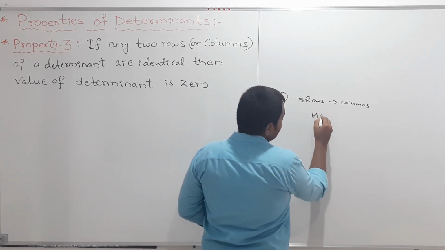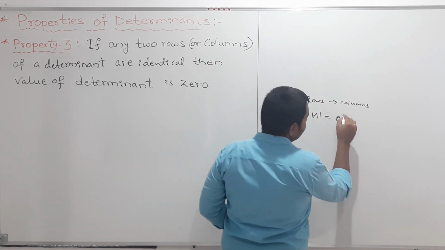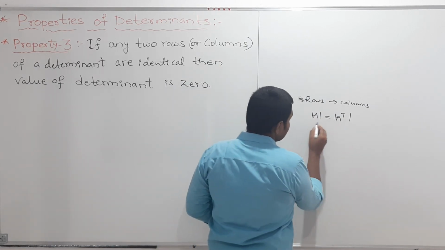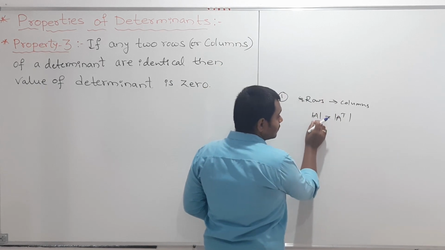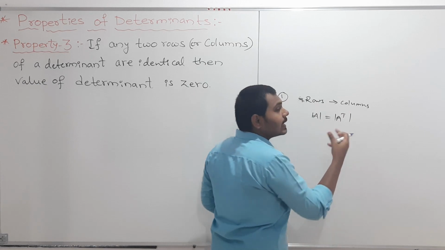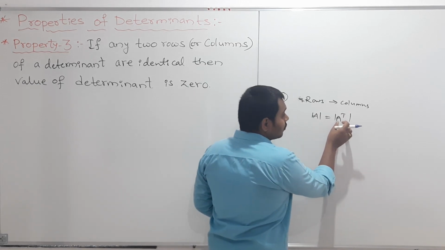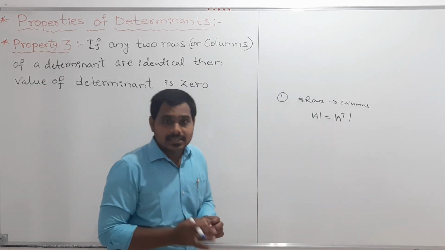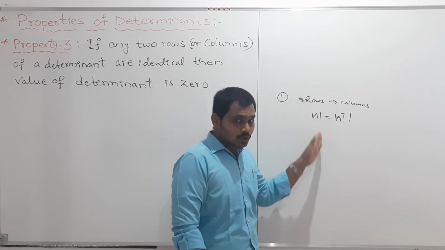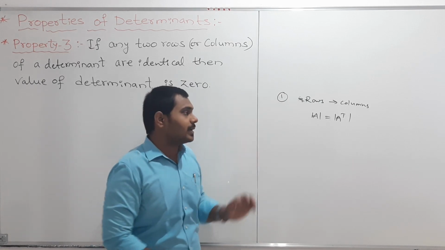That is nothing but the transpose: the determinant of A is equal to the determinant of A transpose. A transpose is nothing but, if I have any determinant A and interchange rows into columns, that is the transpose of the matrix. So the determinant value will be the same as it is. If we interchange rows into columns, the value of the determinant will remain as it is. That is the first property I discussed.